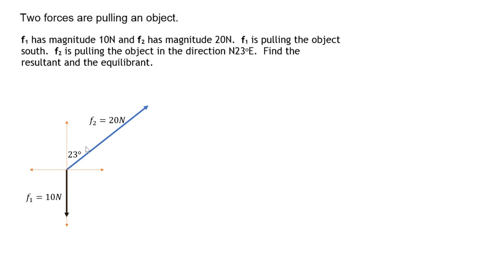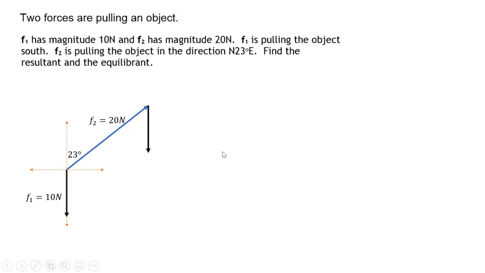And I remind you that the resultant represents the sum of these two vectors. The equilibrant represents the vector that would be the same magnitude as the resultant, but goes in the opposite direction. So let me walk you through what that's going to look like.